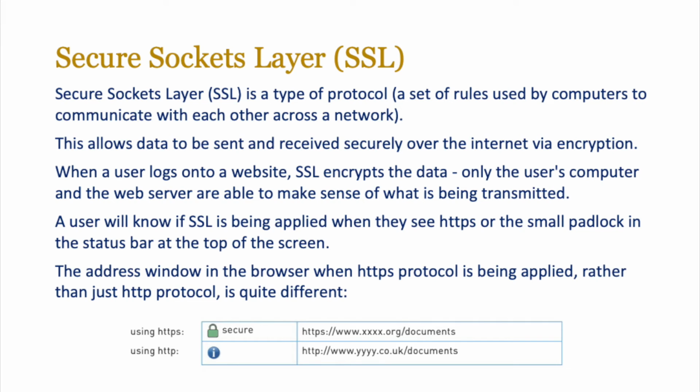A user will know if SSL is being applied when they see the HTTPS or the small padlock in the status bar, or often the address bar at the top of the screen. The address window in the browser when the HTTPS protocol is being applied, rather than just HTTP protocol, is quite different. So if you look on screen, you'll probably see a padlock, normally a green or gray padlock, which will be right next to the web address's name.